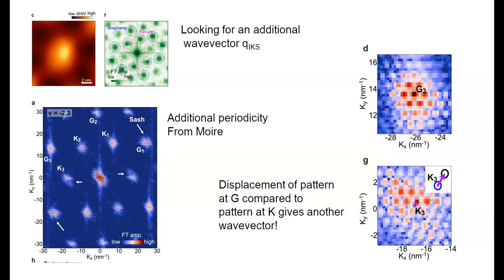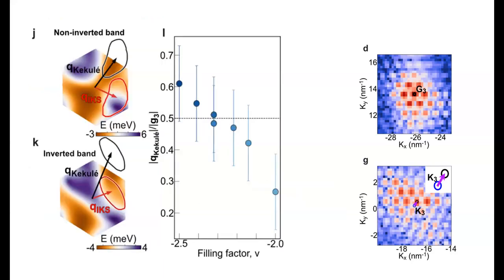G is for graphene peak, and K is for Kekule peak. So they find the graphene peaks here, and they find the Kekule peaks here. But the Kekule peaks aren't exactly at the position they're supposed to be at. They're supposed to be exactly a factor of square root of 3 smaller, and you can triangulate and find out where they're supposed to be. They're actually displaced a little bit. And that little displacement is the Q vector that they measure.